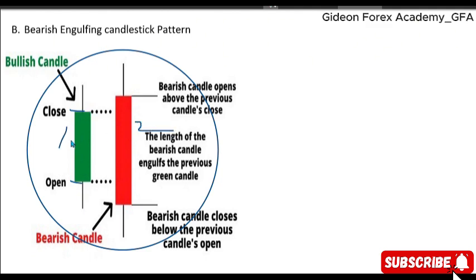It opens above the close of the first candle. So this is the first candle, this is the second candle. The condition for it to be a bearish engulfing candlestick pattern is that the second candle has to be bearish, and it must be significantly larger than the first candle. It must open above the close of the first candle, and its closing price must be below the open of the first candle. And this pattern usually forms at a resistance level. It indicates a possible reversal to the downside.